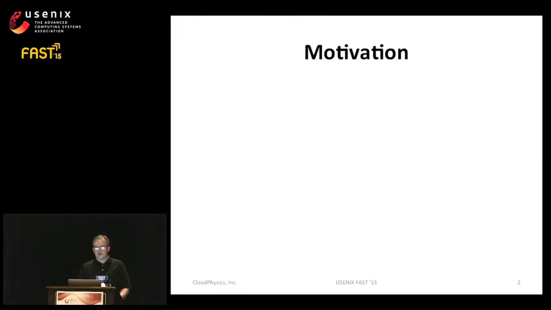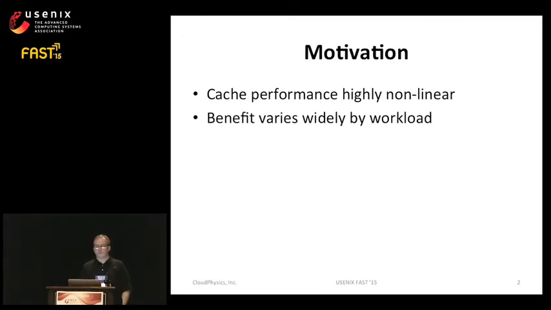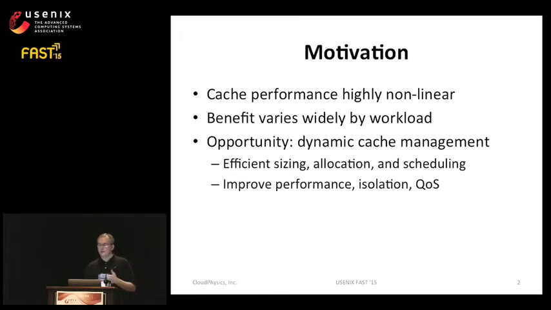Why is this an interesting topic? Well, the use of caching to accelerate data access is simply pervasive in all modern storage systems. It's well known that performance of caches is highly nonlinear and also varies enormously by workload. So our primary motivation for conducting this research is to make dynamic online cache management practical. This includes making good cache allocation and partitioning decisions to support goals such as improving performance, better isolation, and enforcing quality of service policies.